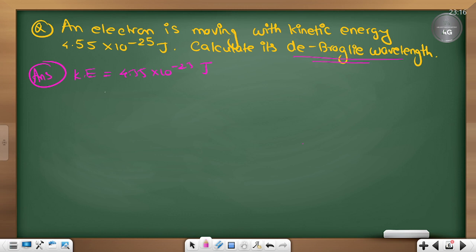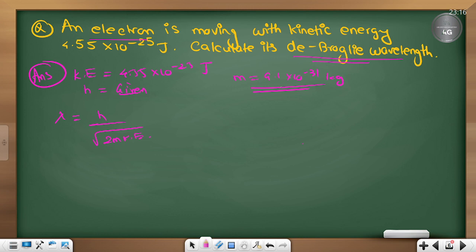Asking for de Broglie wavelength. h is not given in the question, but you have to know it. That will not be provided. So what lambda formula will we use? Lambda equal to h by root over 2mKE. Electron is provided, so mass, you all should remember, is 9.1 into 10 to the power minus 31 kg.